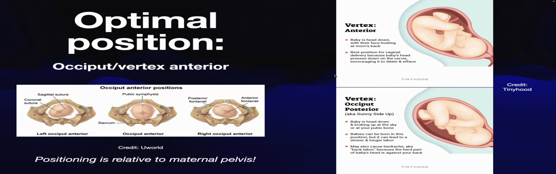And vertex anterior, head down, occiput anterior. It's the best position for delivery because you get that direct pressure on the cervix from baby's head, and it's also resulting in direct encouragement to dilate and efface and progress through the stages of labor.